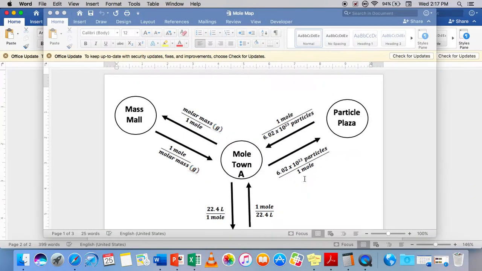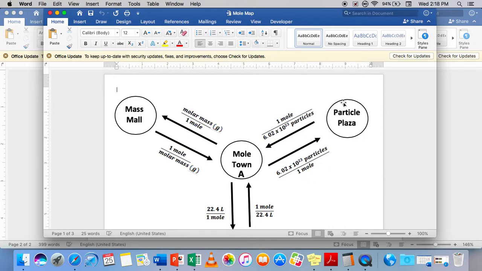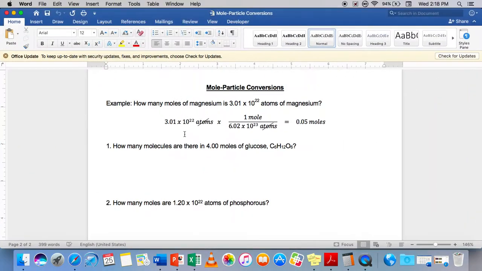So if we check our mole map, we are given atoms, given our particles. So we're starting in particle plaza, and we have to get to mole. So I'm going to follow this arrow that's going down to Moletown. Then I'm going to use this conversion, 1 mole over 6.02 times 10 to the 23rd particles. Now, instead of particles, we're going to use atoms, but they both mean the exact same thing. This is the conversion factor we're going to use because we're taking this arrow to get from particle plaza to Moletown.